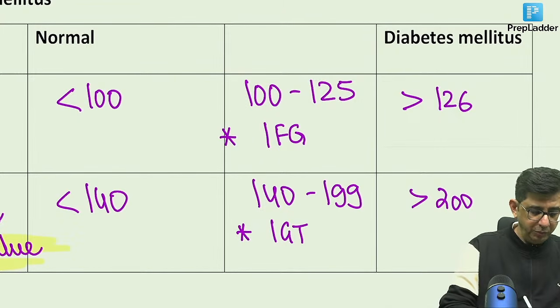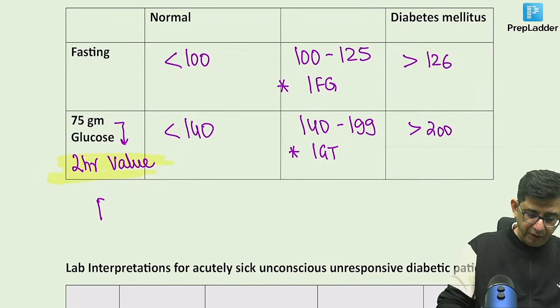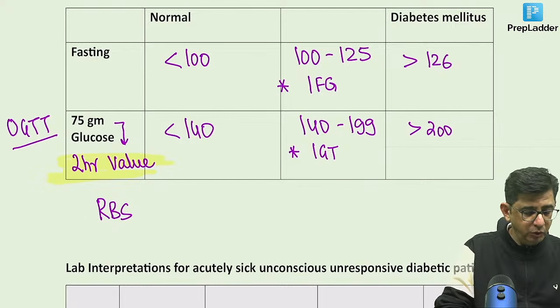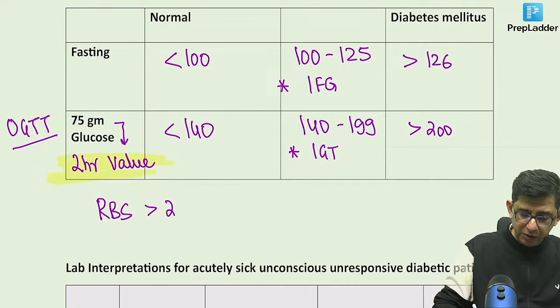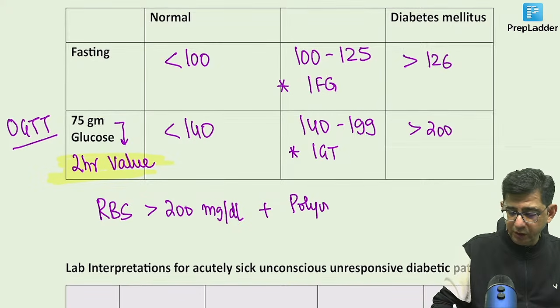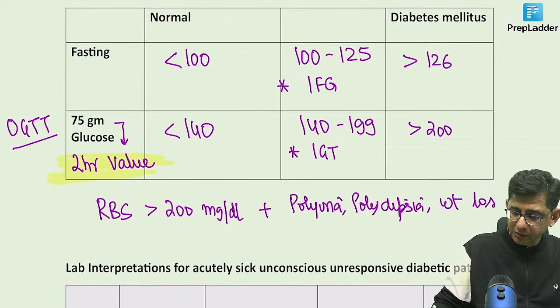Can random blood sugar be used for diagnosis of diabetes? Quick answers please. This is an oral glucose tolerance test that we are talking about, 75 gram of glucose has been given to the patient. Can random blood sugar be used for diagnosis of diabetes? Yeah, not alone. Yes, with symptoms. Your answer is right. If the value of random blood sugar is more than 200 and there is presence of classic symptoms like polyuria, polydipsia, weight loss, then we can use random blood sugar for diagnosis of diabetes mellitus as well.